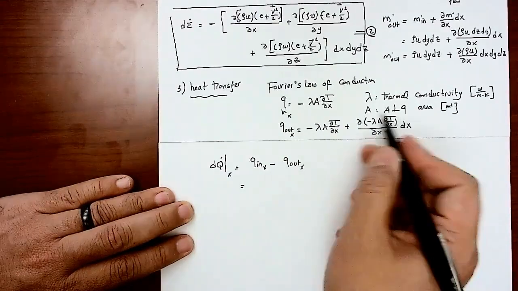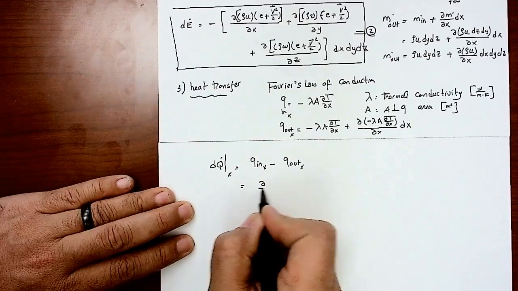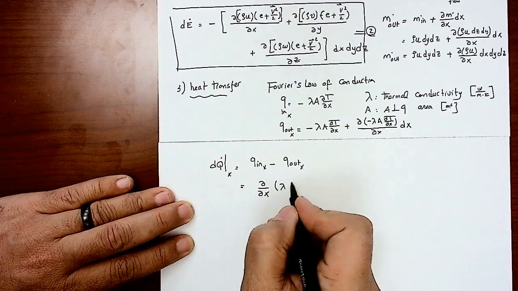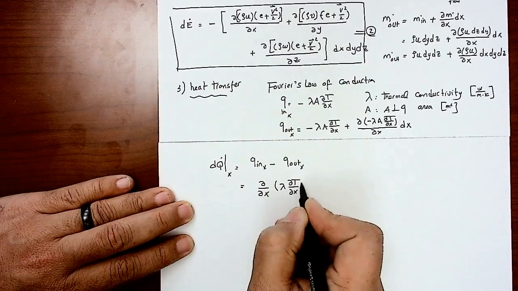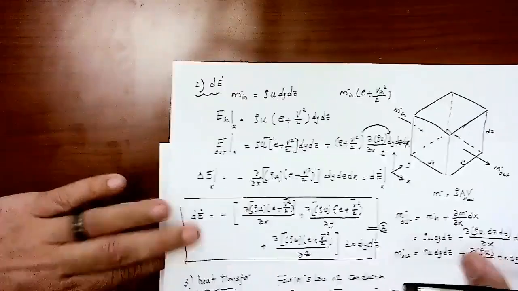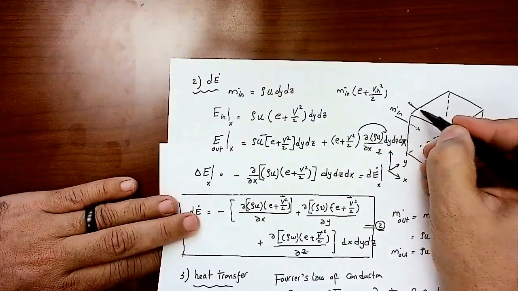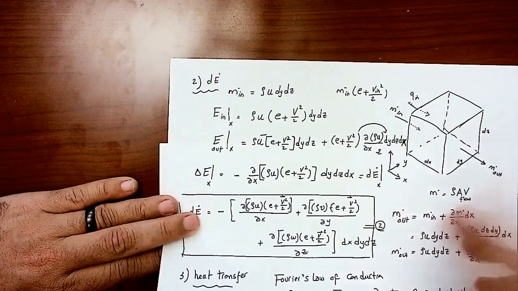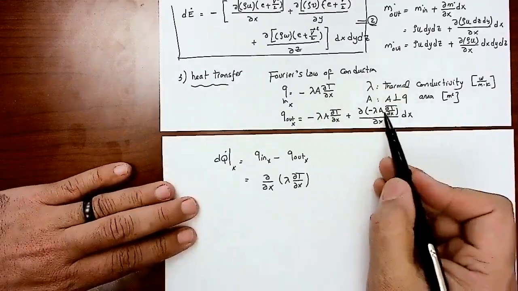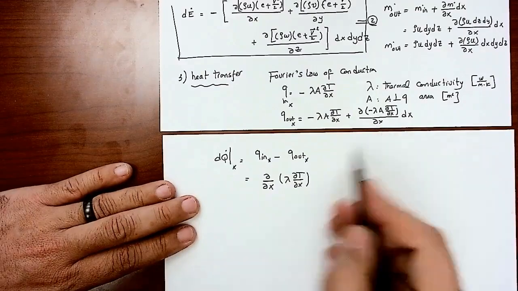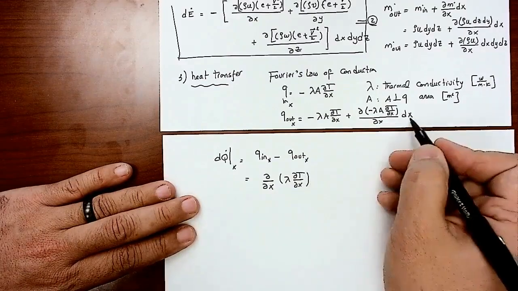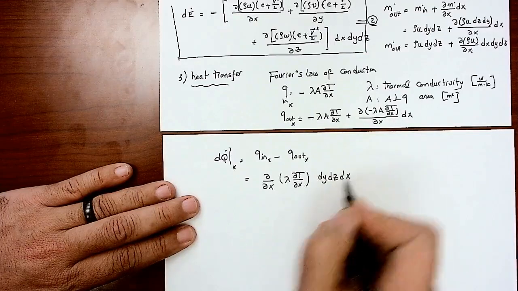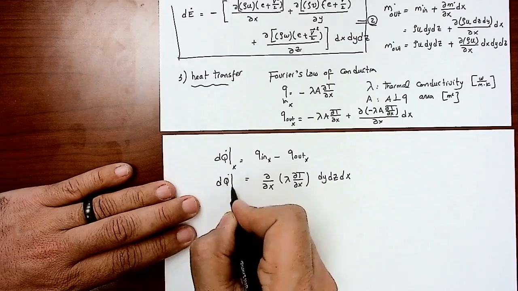Then I will have this term here, which is partial by partial X of lambda partial T by partial X. If I look at the area, if the heat is coming in this way, this is your Q in. The area is going to be dy dz, right? So if the area here is dy dz, that's not going to change with x. So there will be dy dz outside, and there's originally dx. So I will have dy dz dx. This is dq dot in the x direction.